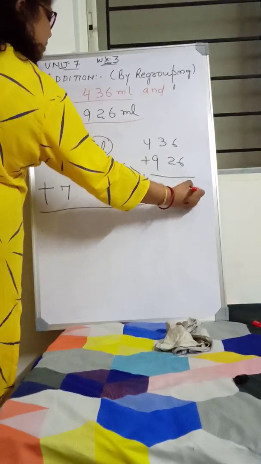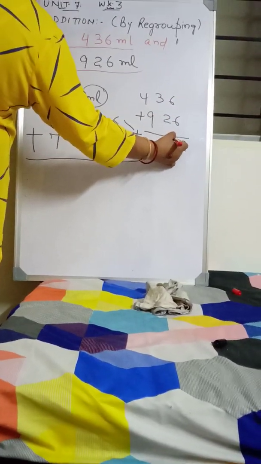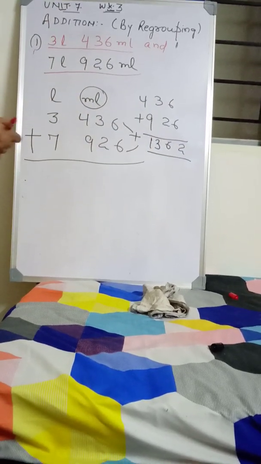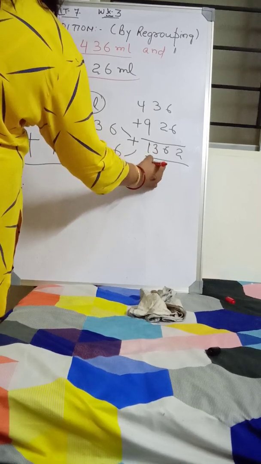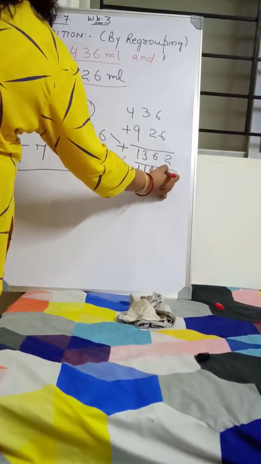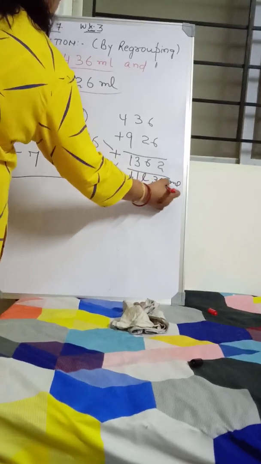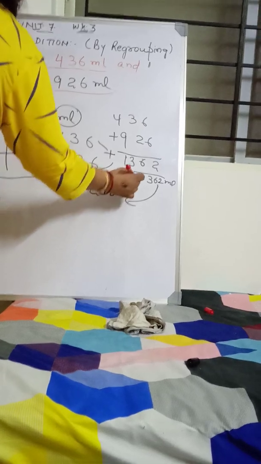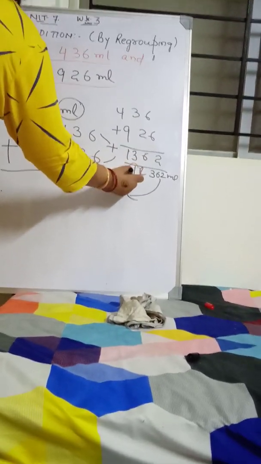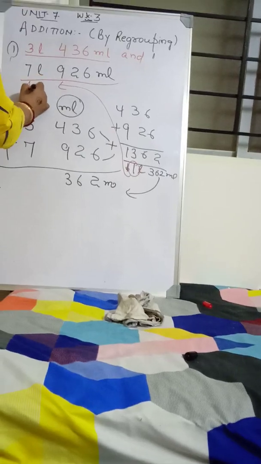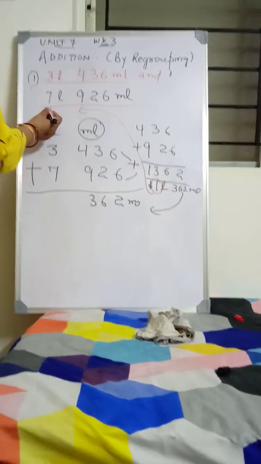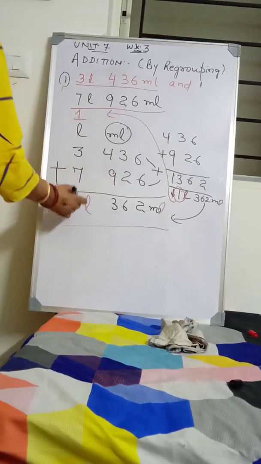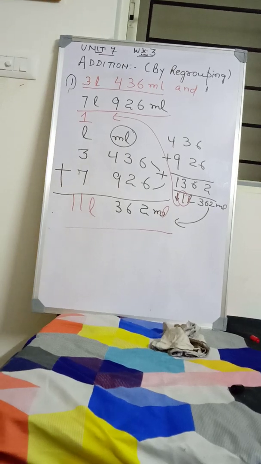6 plus 6, 12. 1, 3 plus 1, 4 plus 2, 6. And 9 plus 4, 13. So it is 1362. So remove this, it is having 1 liter and 362 milliliter. So this 362 milliliter will go in the milliliter column, and this 1 liter will go as a carryover over the liter. Now it becomes 7 plus 3, 10, 10 plus 1, 11 liter. So your answer is 11 liter 362 milliliter.